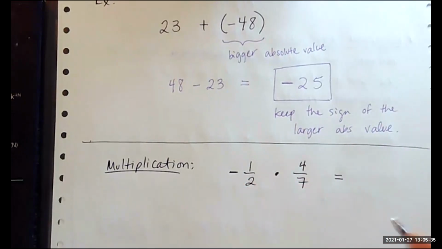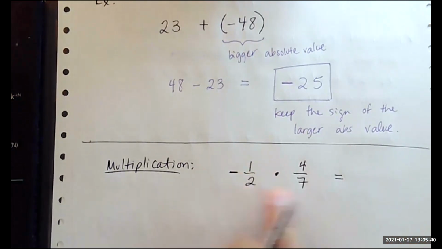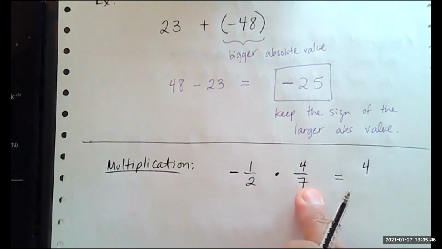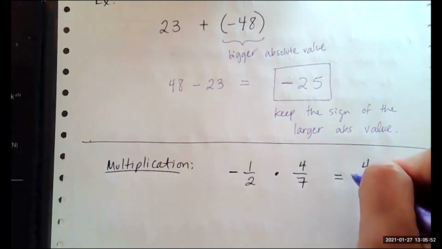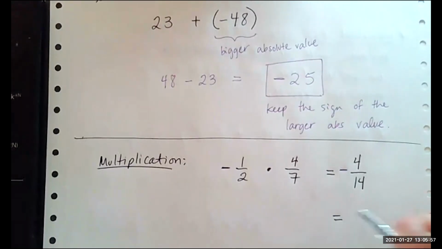That is the rule for multiplication. A negative times a positive gives you a negative result. It doesn't matter that this is a fraction; the rule for multiplying fractions is the same. We multiply the top, we multiply the bottom, and we keep this negative sign. So this should be negative 4/14, which I can reduce down to 2/7. So this will be negative 2/7.